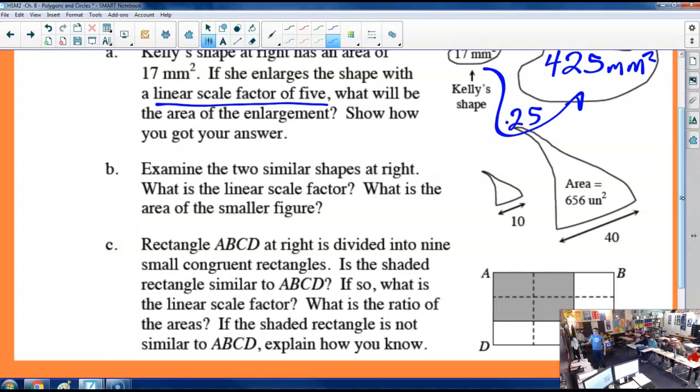Really fun. So it's always the original area times the scale factor. So here, David, you answer this for me. What's the linear scale factor happening here? What's the linear scale factor?